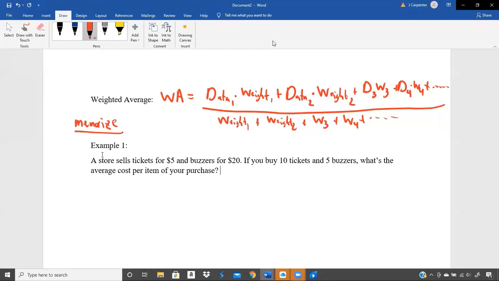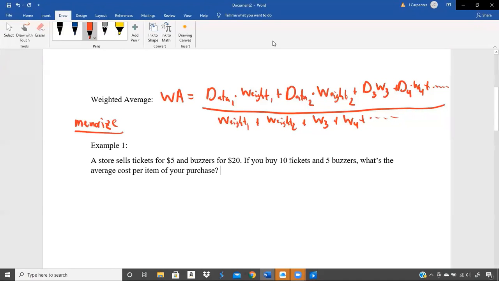So we have a store that sells tickets for $5 and buzzers for $20. These could be apples and oranges. These could be PCs and Macs, obviously not for $5 and $10, but you get the point. These could be 2 items of any type of prices of any size.